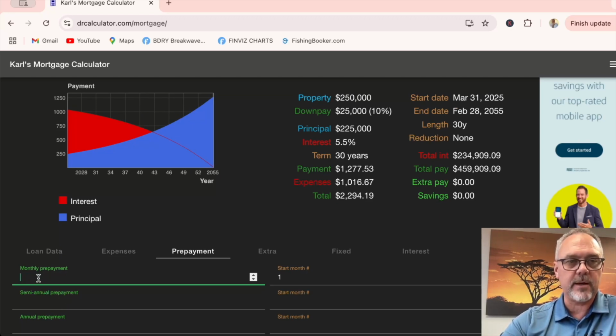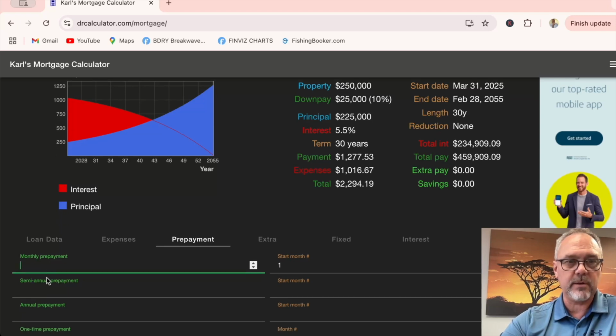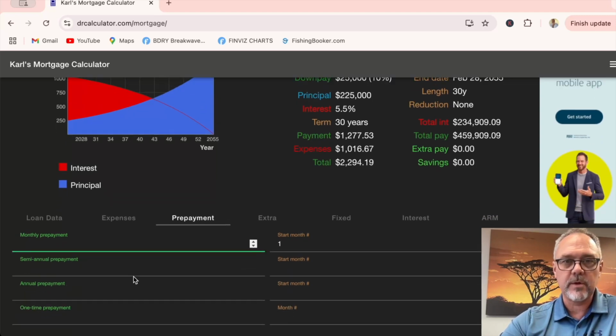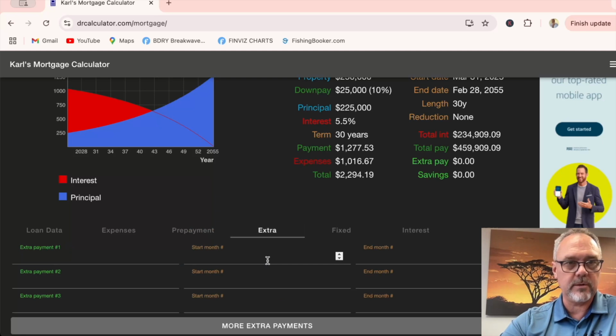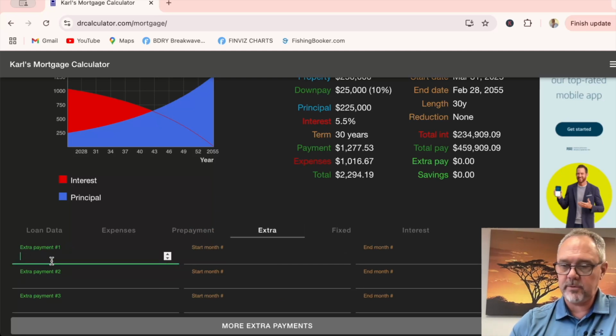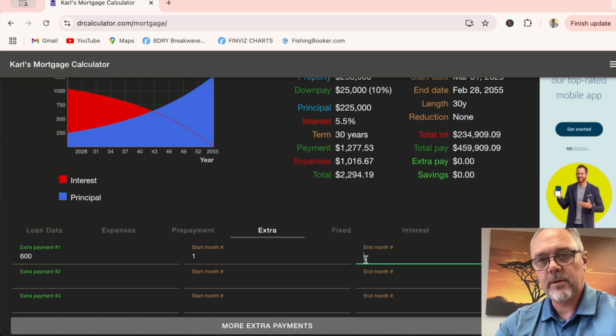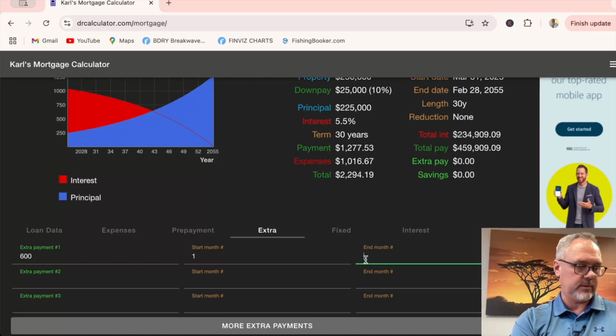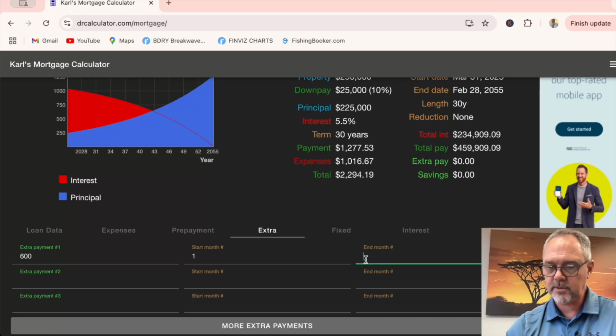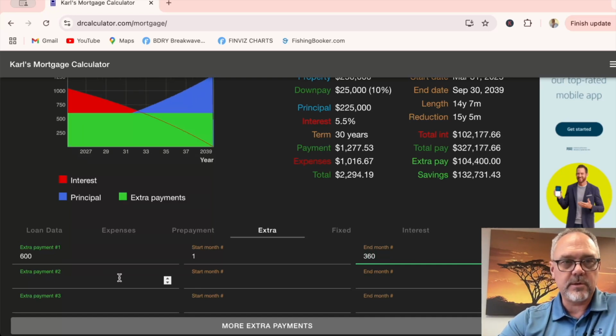So you can make those extra payments there, and then if you want to, you can go into extra payments here in this section. Let's say you want to do $600 a month starting in month 1, and you're not going to end till the end month, which is going to be 30 years, times 12 equals 360. That's right, 360. So ending in 360. So you're going to pay the $600.